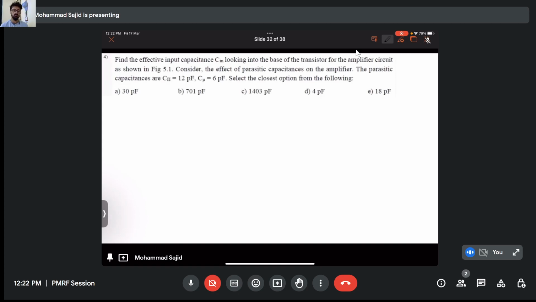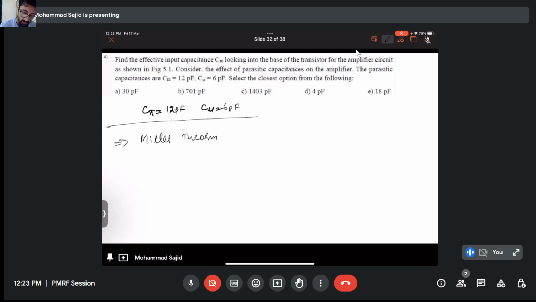Okay, now we have to find the effective input capacitance seen looking into the base of the terminal. So here we are given C pi as 12 picofarad and C mu as 6 picofarad. Before we jump to this, first we need to know Miller theorem. What does Miller theorem say?